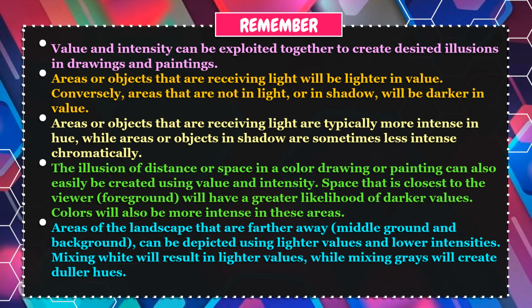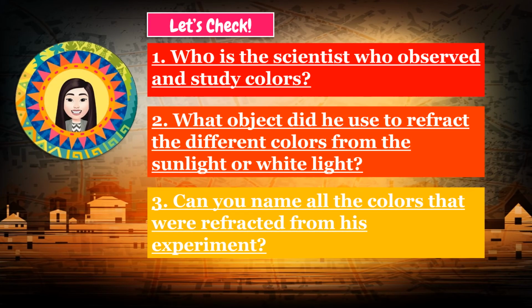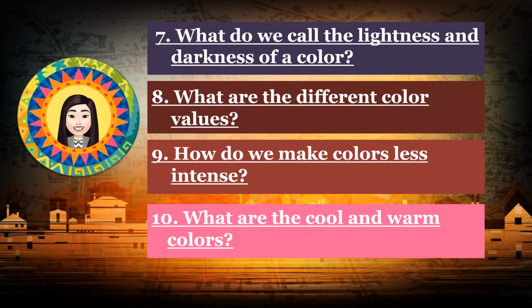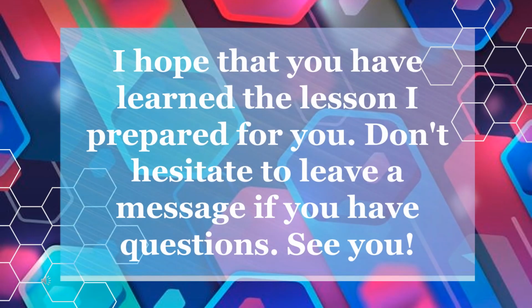Remember, value and intensity can be exploited together to create desired illusions in drawings and paintings. Areas or objects that are receiving light will be lighter in value. Conversely, areas that are not in light or in shadow will be darker in value. Areas or objects that are receiving light are typically more intense in hue, while areas or objects in shadow are sometimes less intense chromatically. The illusion of distance or space in a color drawing or painting can also easily be created using value.